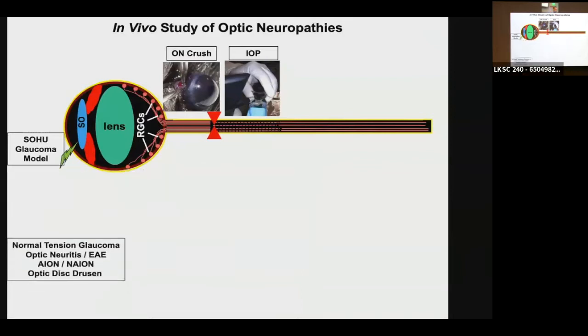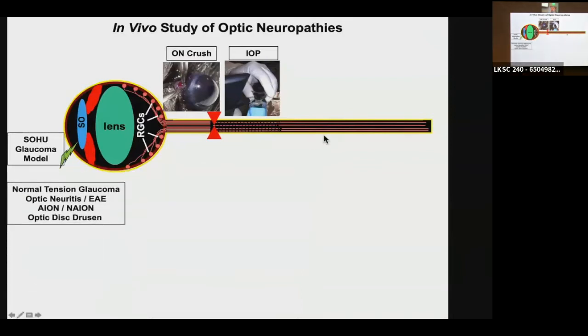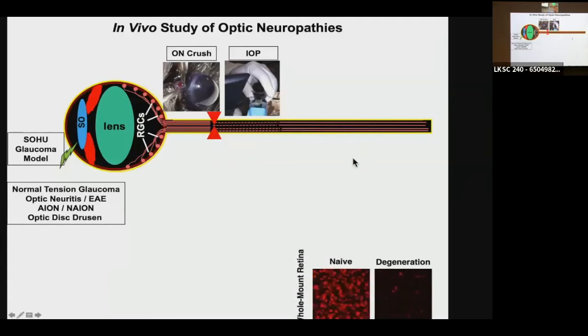And of course, we also have normal tension glaucoma models, which are basically genetic modulations that cause neurodegeneration in the optic nerve and RGCs. And for ODD, once we have a good model, anything that we develop through other studies in mouse eyes in vivo will be applicable right away.